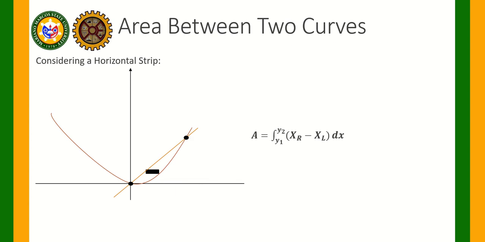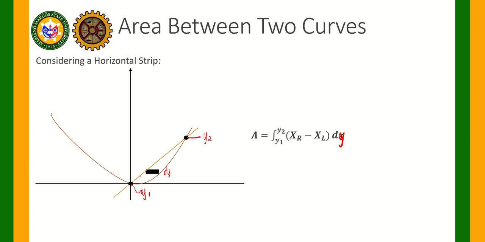Now let us consider a horizontal strip. For a horizontal strip, we have change in y here. Pabago-bago yung position ng ating y. So we are going to integrate the function with respect to y. Oh, this should be y. Sorry about that. With respect to y. And then, yung limits natin is ito, si y sub 2 and then si y sub 1.